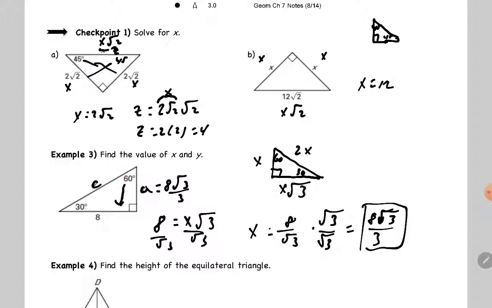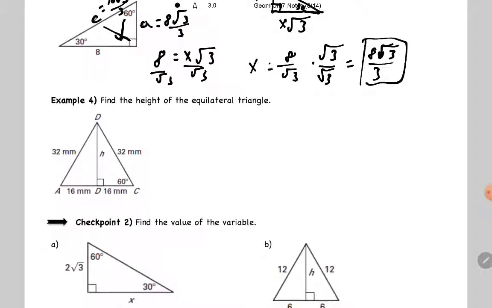Okay. And then my c value, so I'll go back to the cheat sheet, opposite of 90 degrees, that's double what x is. Since x is 8 root 3 over 3, I'm just going to double it. 16 root 3 over 3. 8 times 2 is 16.